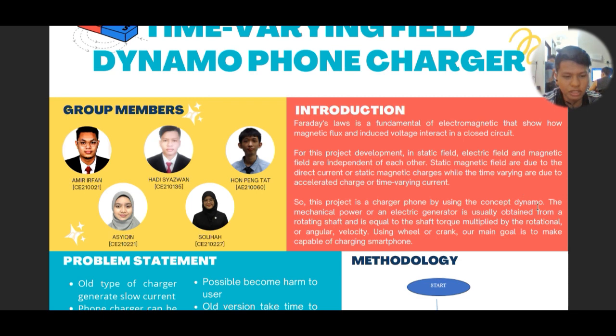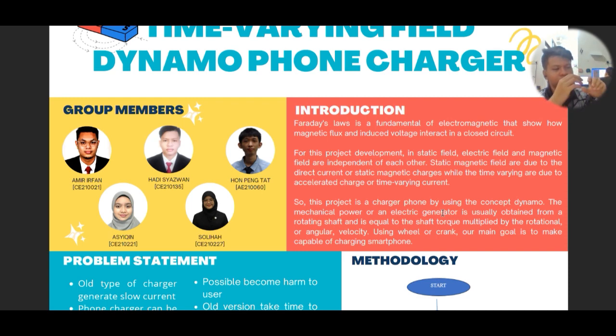So the dynamo itself, we take from the bicycle that generates power for the bulb or lamp. When the tire of the bicycle rotates, we generate current to light up the lamp. So we use the concept from the dynamo itself, and the dynamo uses the concept from Faraday's law. So the mechanical power in an electric generator.